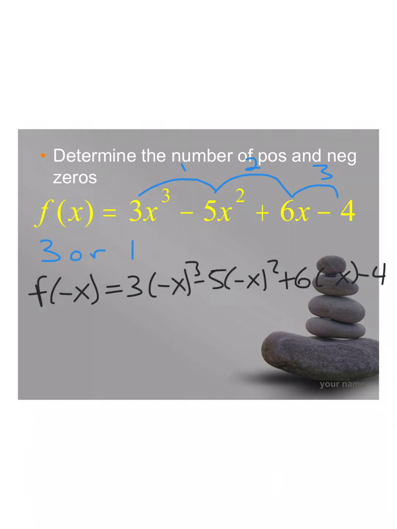Okay, so if I simplify this, I'm going to have negative x cubed, and then a negative x squared, and then just negative x. So my final polynomial is going to be negative 3x cubed minus 5x squared minus 6x minus 4. So now if you look at our terms here, we see we have a negative to a negative to a negative to a negative. All of our terms are in fact negatives. There's no sign change, which means that we are going to have 0 negative zeros.